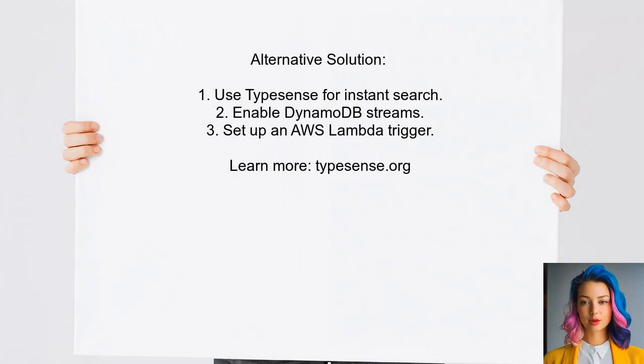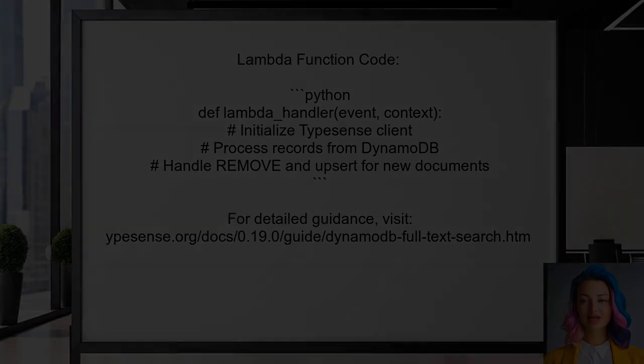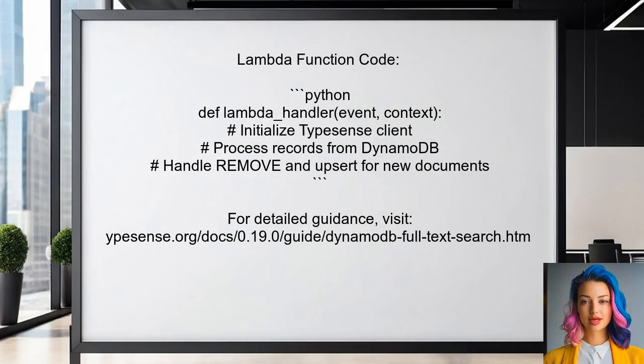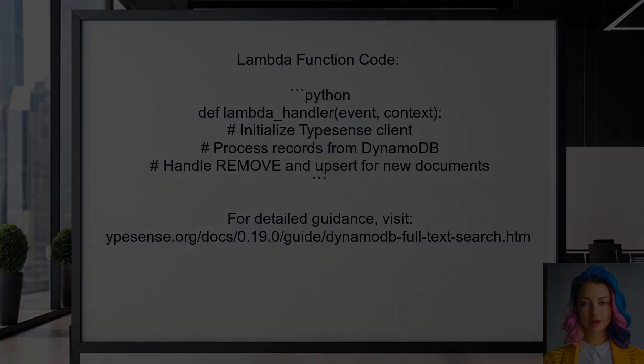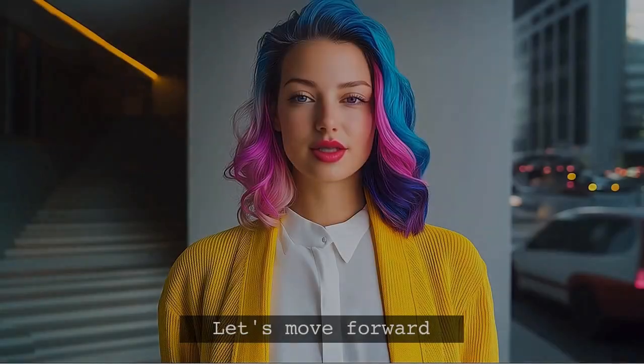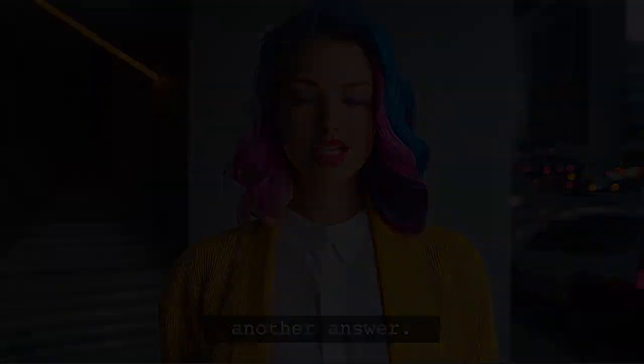An alternative solution suggests using an instant search engine like Typesense for full-text search in DynamoDB. This approach involves enabling DynamoDB Streams and setting up an AWS Lambda trigger to listen for changes. Inside the Lambda function, you can index data into Typesense. The provided code snippet shows how to handle both adding and removing documents based on DynamoDB events. Let's move forward and look at another answer.